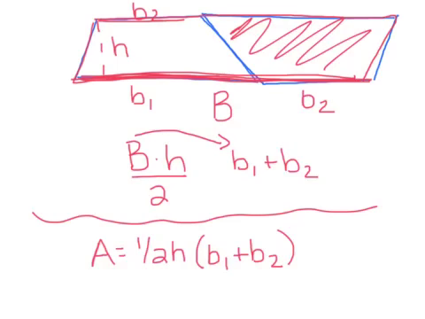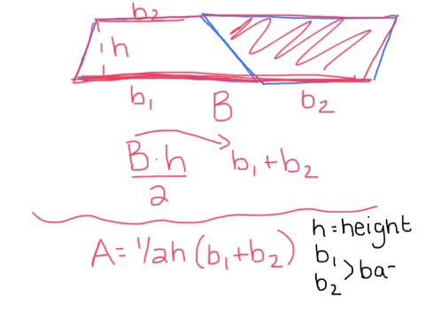And I would write this down somewhere. Well, yeah, write this down maybe next to the formula that H stands for height. And B1 and B2 stand for the bases, which are the parallel sides.